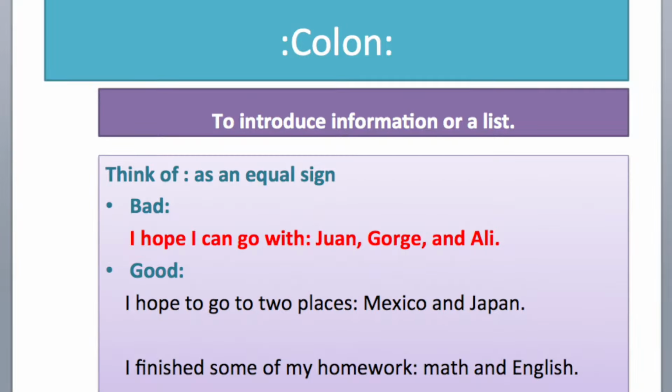I can have a list that way, but I don't have to have a list. I can also just have a single word. I hope to travel to one place, colon, Mexico. That works too. The next example, I finished some of my homework, and if I want to tell you what that homework equals, colon, math and English.